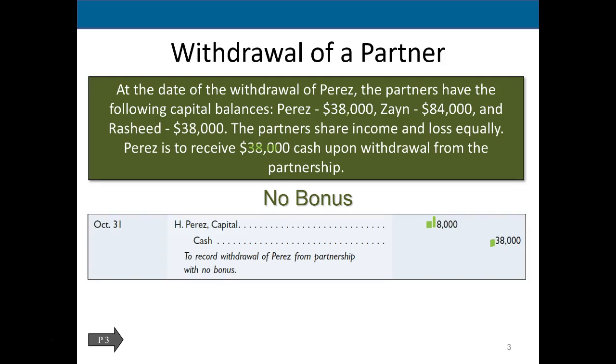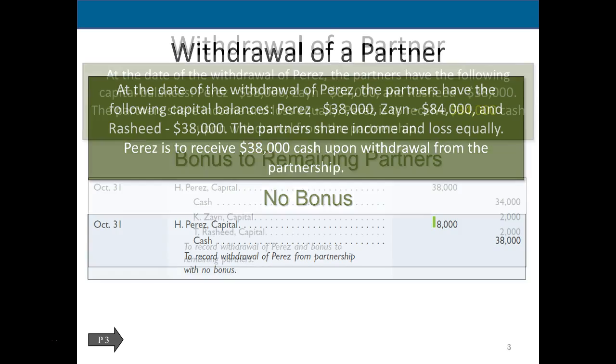How do we make something go down? We do the opposite thing to it as what it is. Capital accounts have credit balances. The opposite thing to it as what it is would be a debit. Therefore, we will debit the capital account.